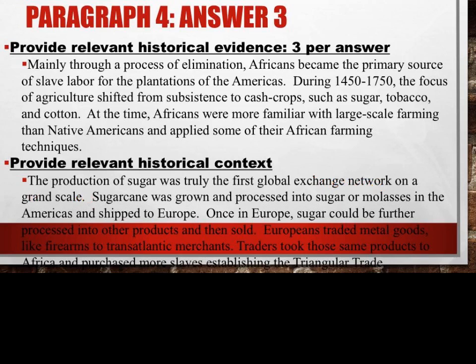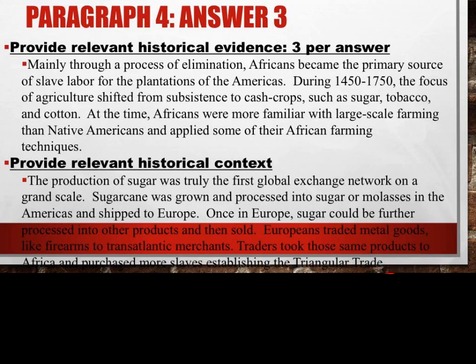What we've done is we've encompassed several different continents together and the creation of a whole new exchange network. Sugarcane was grown and processed into sugar and molasses in the Americas and shipped to Europe. Once in Europe, sugar could be further processed into other products and then sold. Europeans traded metal goods like firearms to transatlantic merchants. Traders took those same products to Africa and purchased more slaves, establishing the triangular trade.